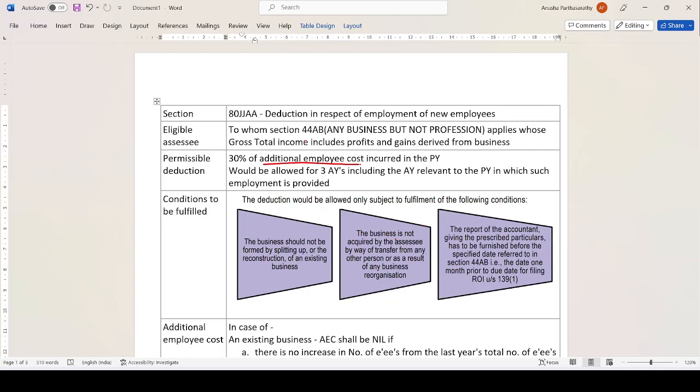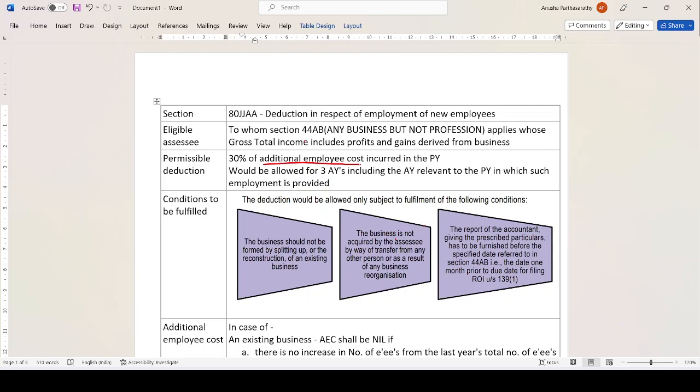How much will be the tenure of the deduction? It would be for 3 assessment years, including the assessment year relevant to the previous year in which such employment is provided. Say, assume I have created additional employment in the previous year 22-23. It will come under assessment year 23-24, right? So 23-24, 24-25, 25-26. These three assessment years, I will be getting the deduction.